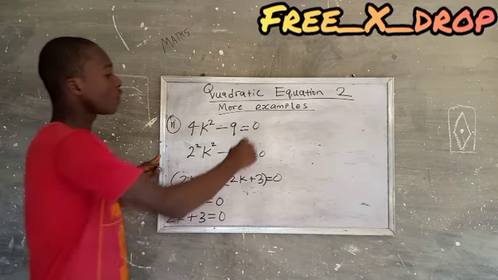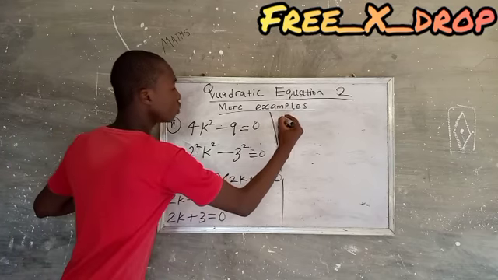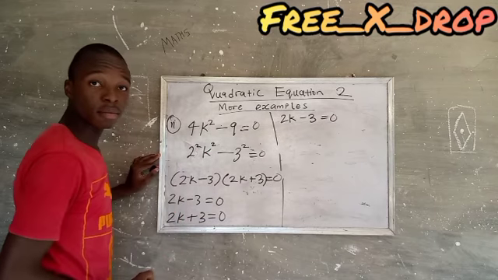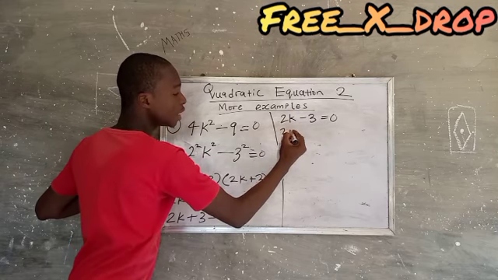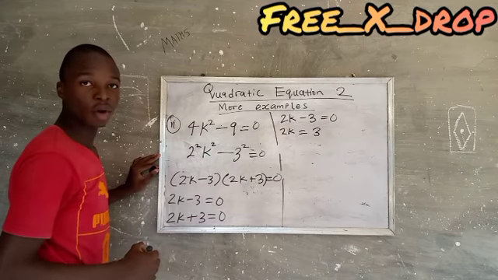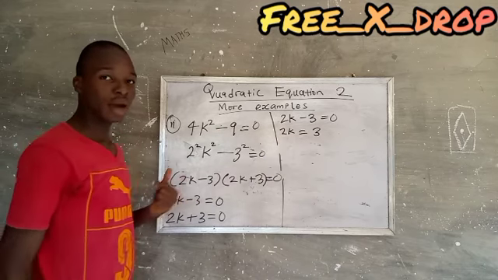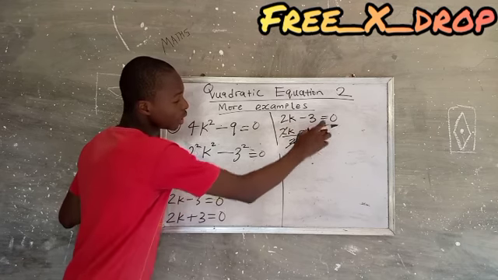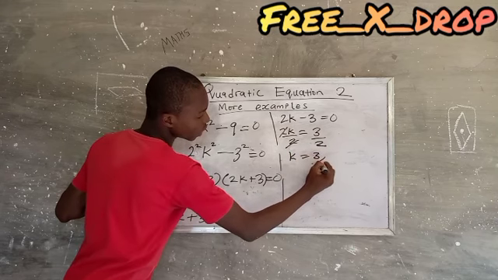You understand? Now let's solve for our first answer. We'll take the first one: 2k minus 3 is equal to 0. So we'll simply move 3 to this side. So it will be 2k equal to, when you move it here, it will become plus 3 or positive 3. Now, they said we should find k. We are not looking for 2k. So we'll collect like terms, divide both sides by 2. 2 here, we'll cancel 2 here. This is 3 over 2. So k is equal to 3 over 2.